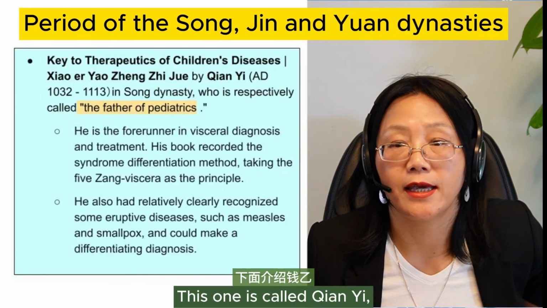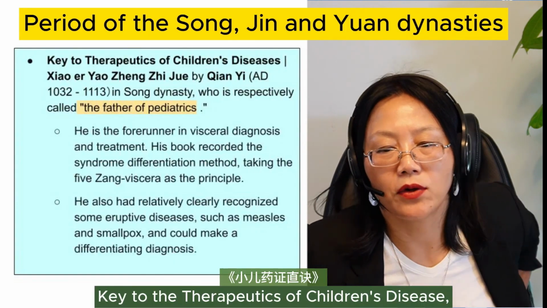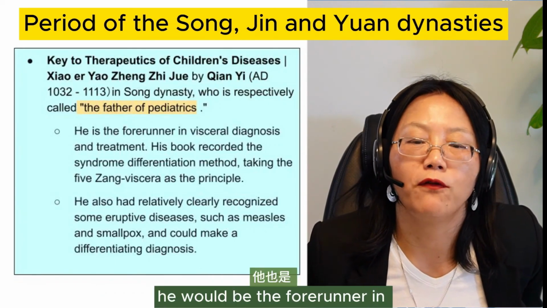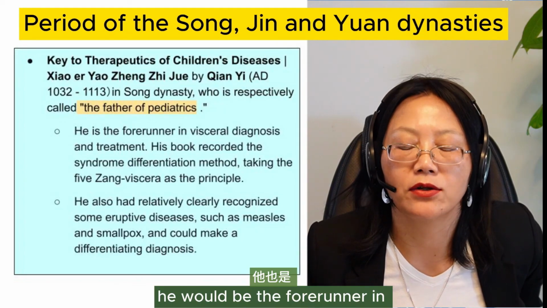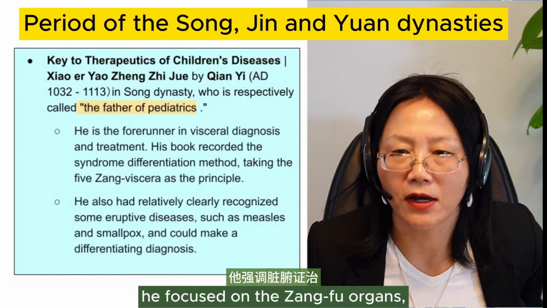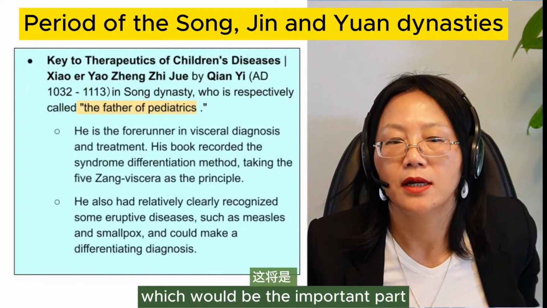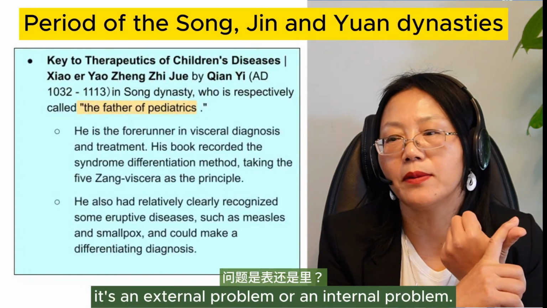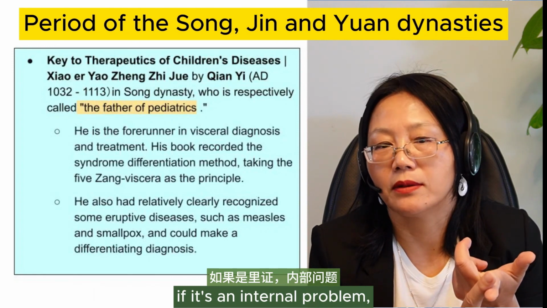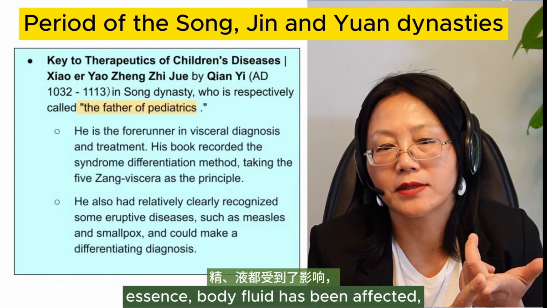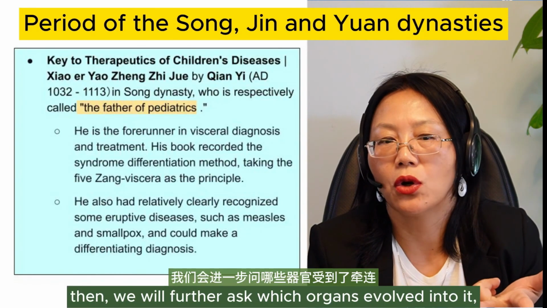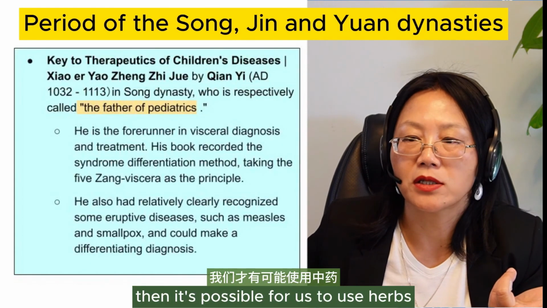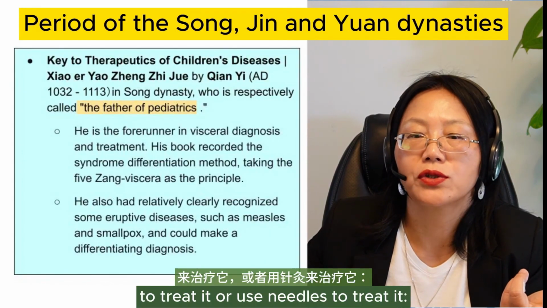This one is called Qianyi. He wrote a book, Key to the Therapeutics of Children's Disease. If not to say first time, he would be the forerunner in the visceral diagnosis and treatment. He focused on the Zang-fu organs, which would be the important part later in your diagnosis course. In your diagnosis course, you're going to find out whether it's an external problem or internal problem. If it's internal problem, the qi, blood, essence, body fluid has been affected, then we will further ask which organs are involved. Until we know which organ is involved, it's not possible for us to use herbs to treat it or use needles to treat it.